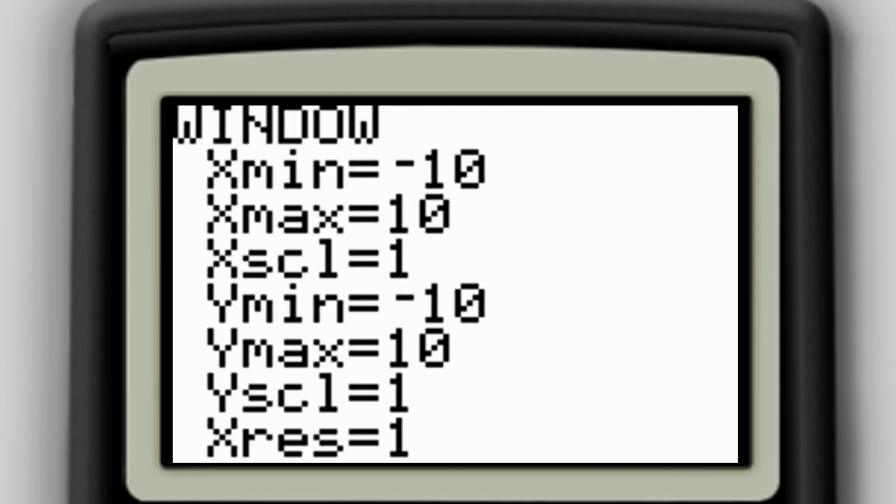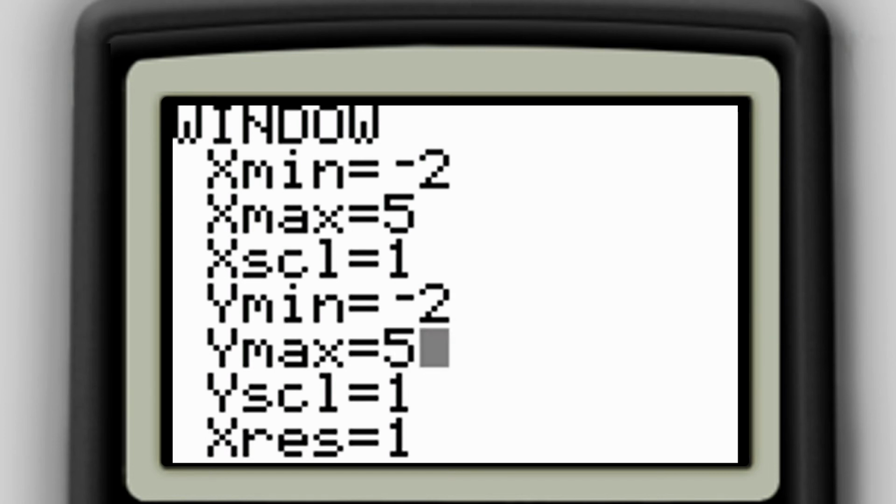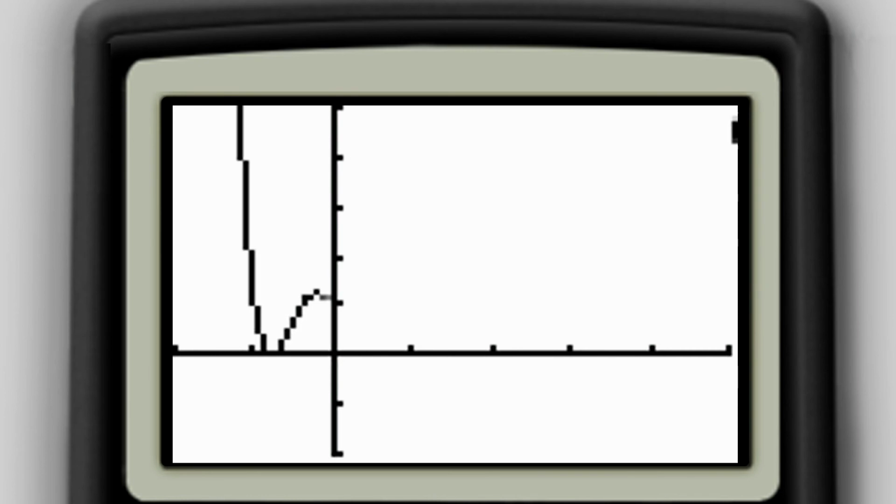Now, if you're using a standard window, you can see both the function and the tangent line, but it's very small. So you may want to play around with the window a little bit. If you change the window so that your x minimum is -2, your x maximum is 5, and you have a scale of 1, and change the y minimum to -2, the y maximum to 5, and the scale to 1, you can see the graph much clearer.